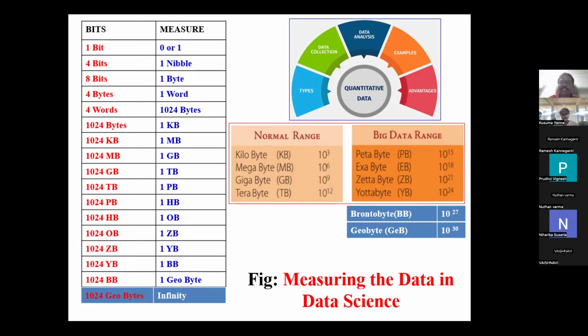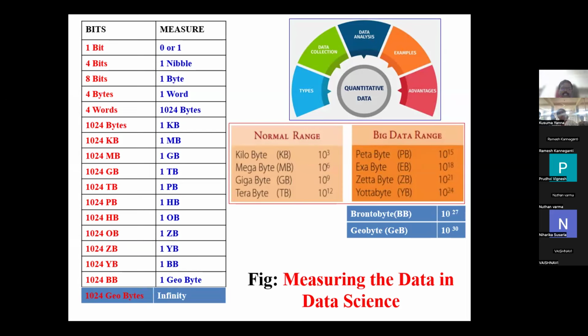How do you measure the data? 1 bit is equal to 0 or 1. 4 bits is equal to 1 nibble. 8 bits is equal to 1 byte. 4 bytes equal to 1 word. 1024 bytes equal to 1 kilobyte. 1024 kilobytes is equal to 1 megabyte. 1024 megabytes is equal to 1 gigabyte.